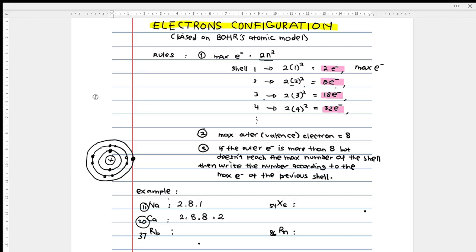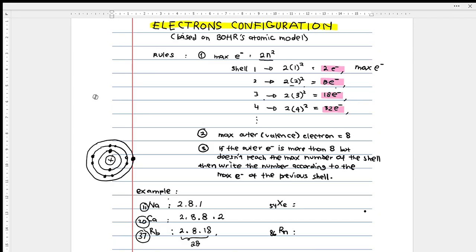Okay, now we'll continue with rubidium. Rubidium has 37 electrons. We'll start with the first shell. There are 2 electrons placed here. The second shell has 8 electrons, the third shell has 18 electrons. So far we have 28. Therefore, how many do we have left? We have 9 left, right?